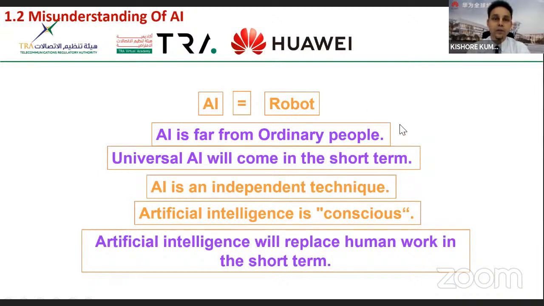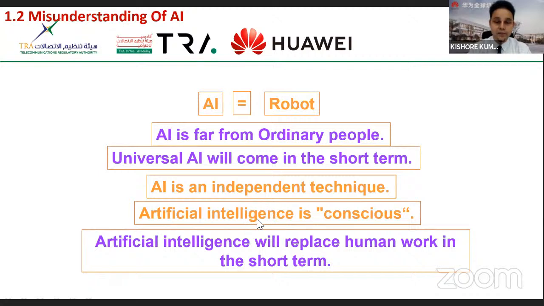So why so? We're already using AI applications these days, from face recognition to different gaming, text to voice, different machine translation, and different types of search engines. So AI is there already. We're using it. Universal AI will come in the short term. By universal AI, we mean super AI. And by now we know that is not true. Super AI or universal AI is still far away till today. Now, is AI an independent technique, or is it not? It's not an independent technique, because we know that it is rooted in multiple disciplines, right? So it is not independent.